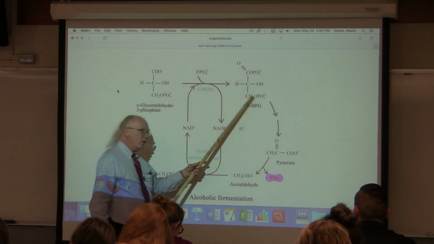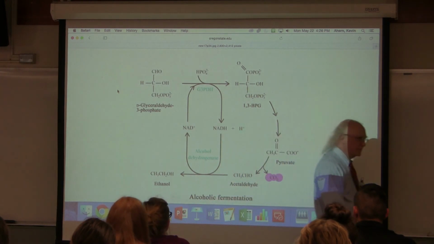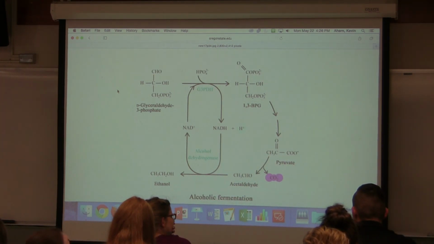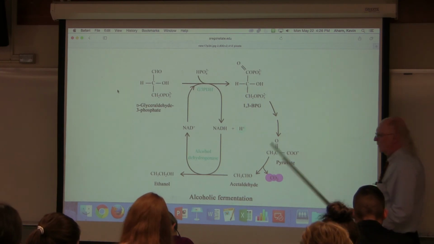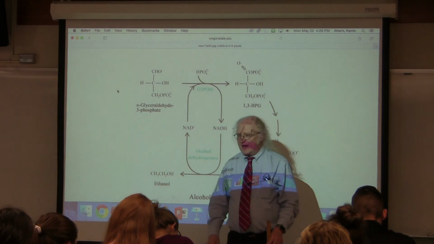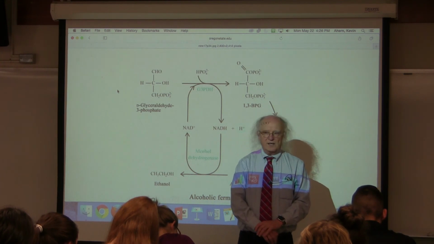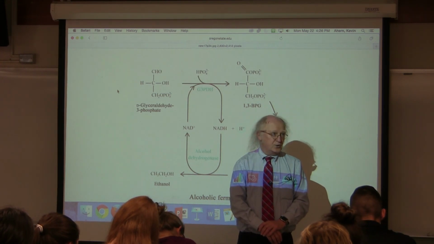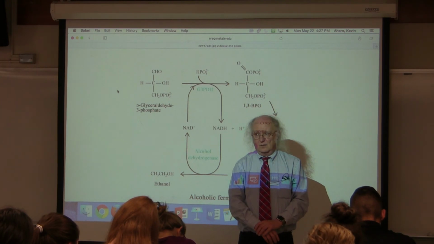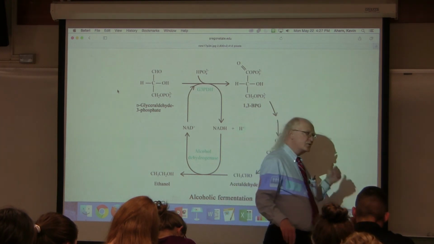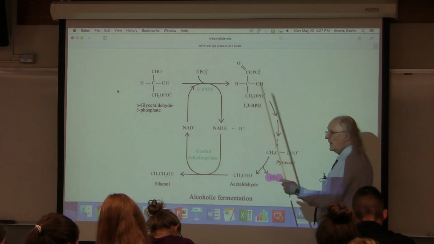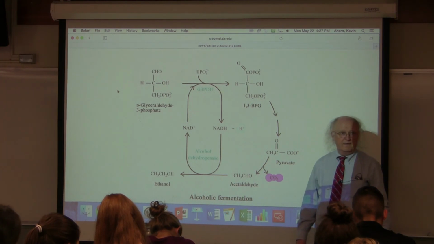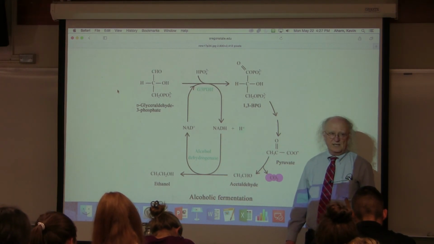Well, to take care of that situation, at least over the short term, cells have an alternate way of making NAD. The alternate way that cells have of making NAD when there's no oxygen is known as fermentation. Fermentation exists solely to make NAD to keep glycolysis going. It's the only reason fermentation exists.